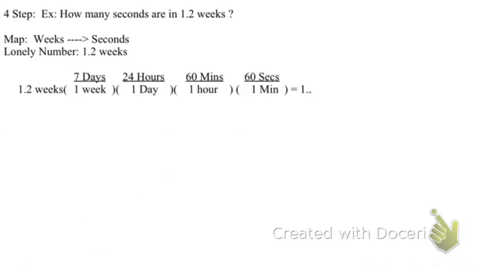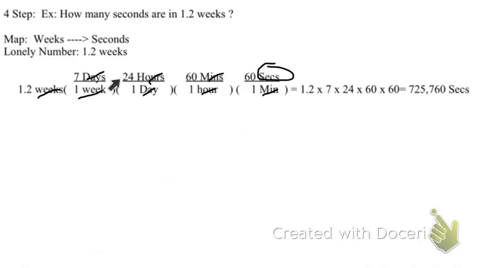The beauty of this is that because these are on the bottom, weeks will cancel weeks, days will cancel days, hours will cancel hours, minutes will cancel minutes, and the units we'll be left with are the units we want, which are seconds. So now, I multiply everything out. 1.2 times 7 times 24 times 60 times 60 gives me the final answer of 725,760. Now, don't get caught up on the fact that we always have ones on the bottom here. That is going to change.